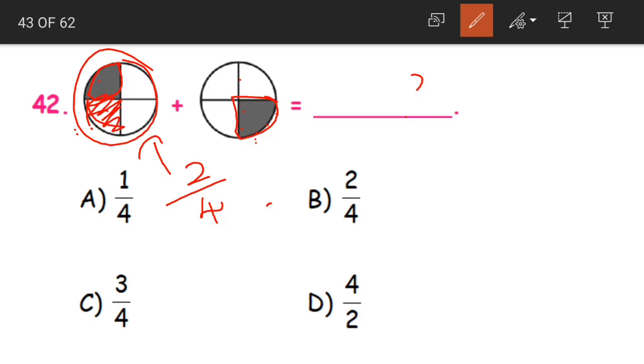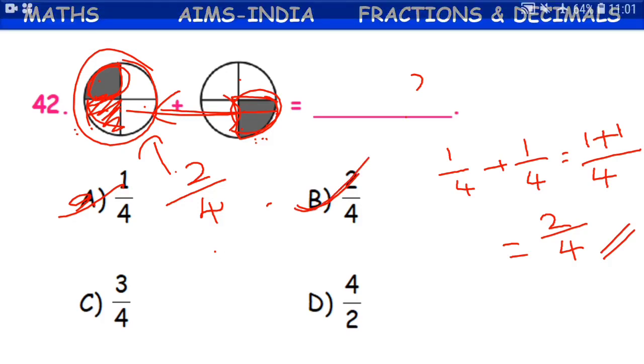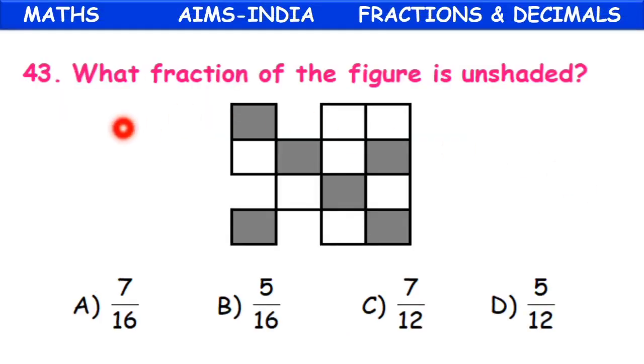When we combine these two together, we get 2 shaded out of 4. Or simply, we can write the fractional form. First is 1 by 4. Again, the second figure also represents 1 by 4. When we add these two fractions together, adding the numerators divided by the denominator, 1 plus 1, 2 divided by 4. So even after taking the fractions and adding, we got 2 by 4 as our answer. So option B, 2 by 4 is our correct answer. Understood, children?